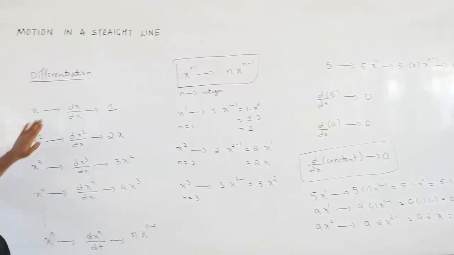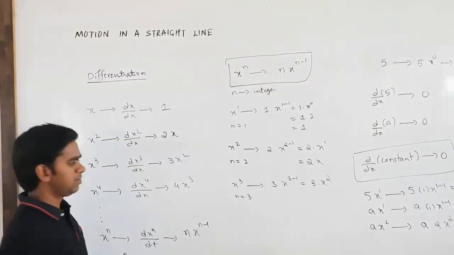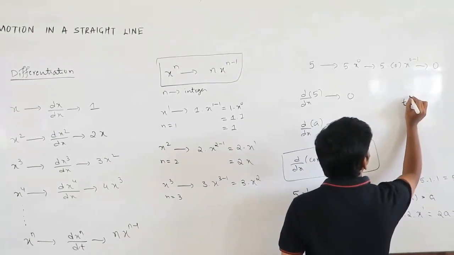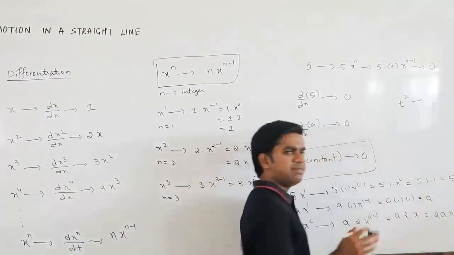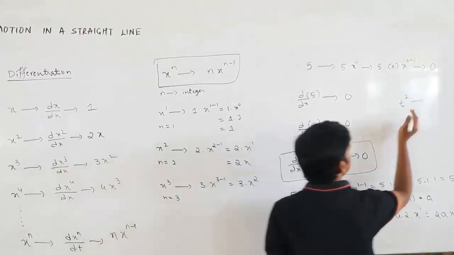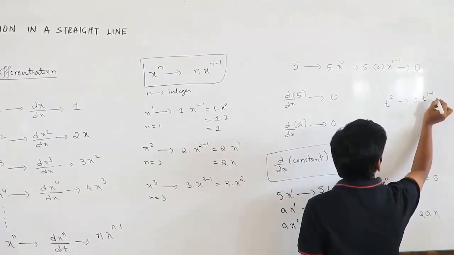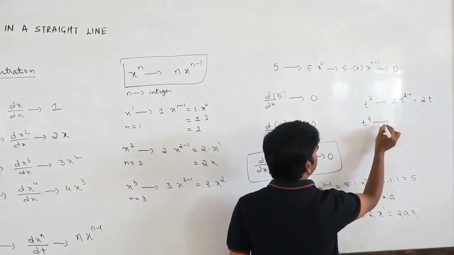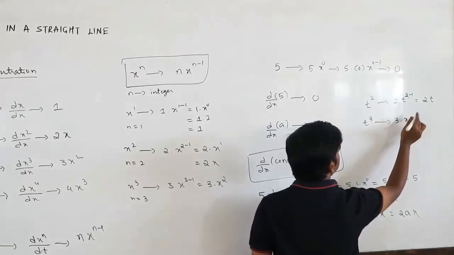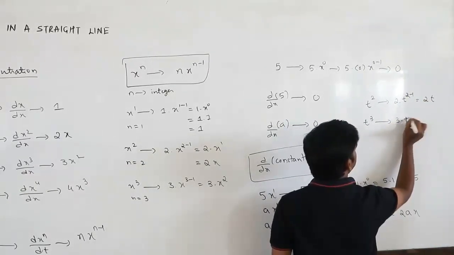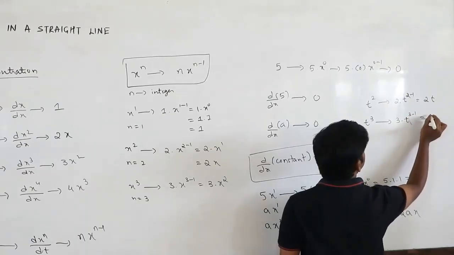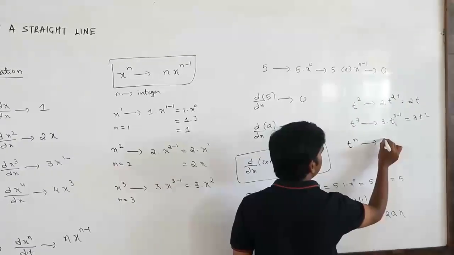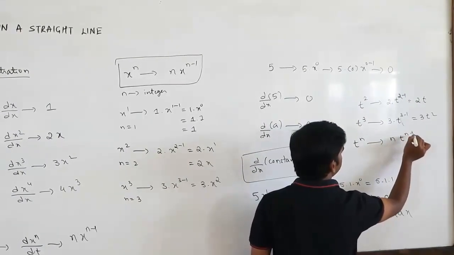Suppose instead of x, it may be having t also. Suppose you want to know the differentiation of t square with respect to t only, if time is the variable, what can you write? This will become 2 into t raised to 2 minus 1, which is 2 into t. If it is t raised to 3, it is 3 into t raised to 3 minus 1, so this is going to be 3 into t square. If it is t raised to n, you can write n into t raised to n minus 1.